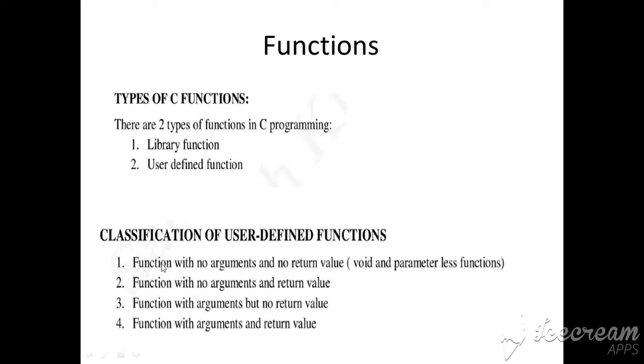We will look into more on user-defined functions. So we have four broad classifications of user-defined functions. Function with no arguments and no return values. Functions with no arguments but they have a return value. Functions with arguments but no return value. And functions with arguments and return value. So this is basically a combination in terms of whether they have the arguments and the return values.